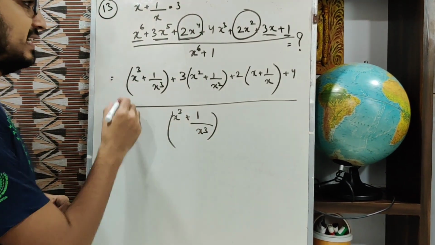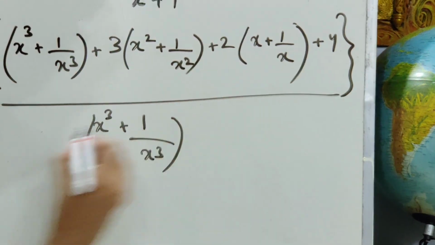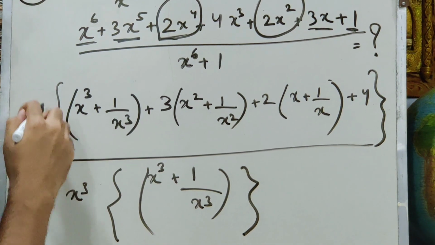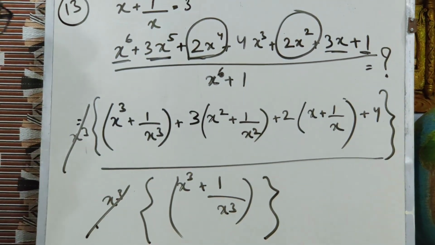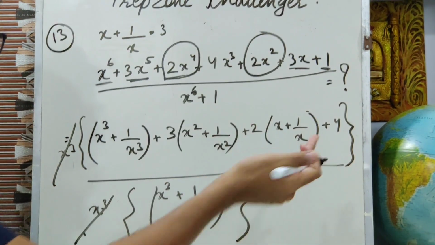You would say that yes, I have to take x cube outside. That is very true, but I do not need to care. Why? Because this term will get cancelled from numerator and denominator. Now it's very easy, right? You know these individual terms.